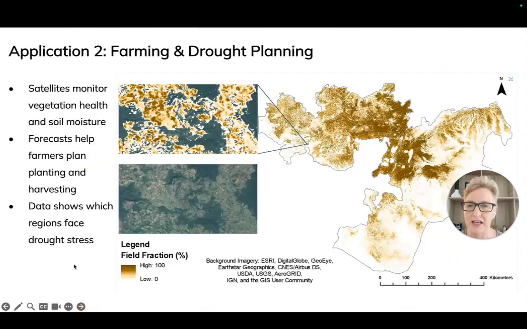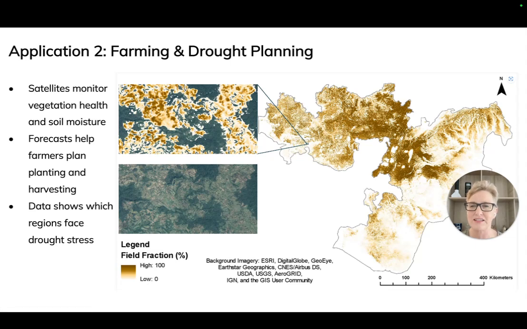So the second application we're looking at is farming and drought planning. So here we have 2 images taken by a multispectral camera. So this is the normal image that we would consider, in terms of visible light. But then we also have a multispectral image where we're actually having a look at, for example, the infrared range, the ultraviolet range, and we can see here that high frequencies is the darker brown color and the low frequencies is the white.